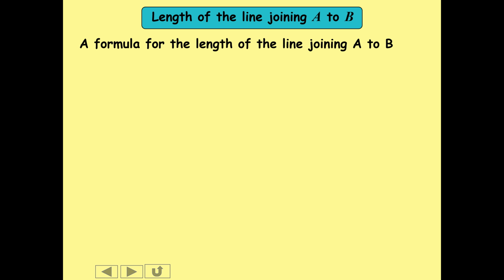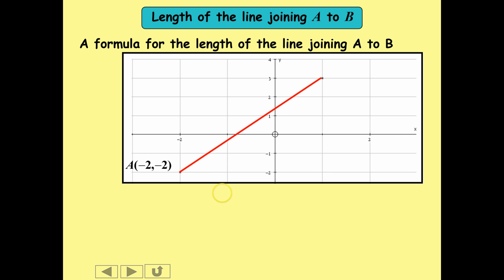Now we're going to look at a formula for the length of the line joining 2 arbitrary points A and B. Again, suppose we have the point -2, -2, but instead of using this point we use the general point x1, y1. And our other point B was 1, 3. Again, we change this to the general point x2, y2. Again, we're going to create a right angled triangle. And firstly we construct the horizontal line. The length of this line is equal to the difference of the x values, x2 subtract x1.